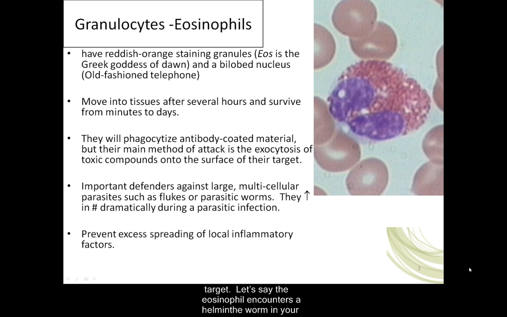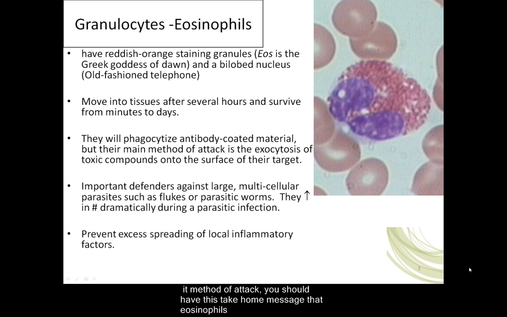Let's say the eosinophil encounters a helminthic worm in your digestive tract. The eosinophil will release hydrolytic enzymes from their granules, which are basically modified lysosomes, onto the surface of the parasitic worm. Alternatively, the granules can release reactive oxygen species like hydrogen peroxide, which will create holes in the parasitic worm's cell membranes, or they can also release a larvicidal polypeptide called major basic protein.